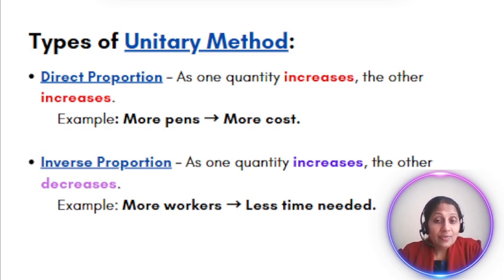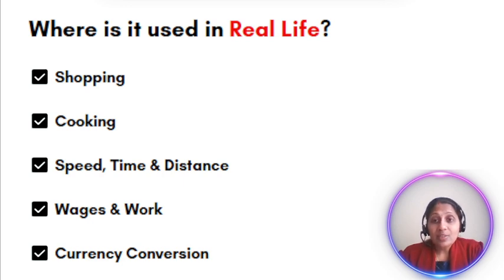So this is a very, very important concept which comes in every competitive exam. Direct proportion and inverse proportion are nothing but types of unitary method only. And where is it used in our real life?